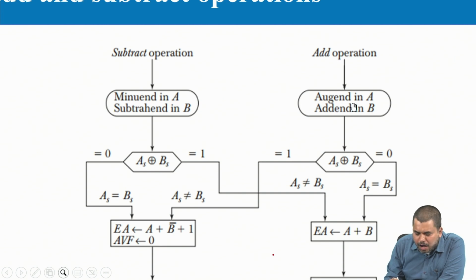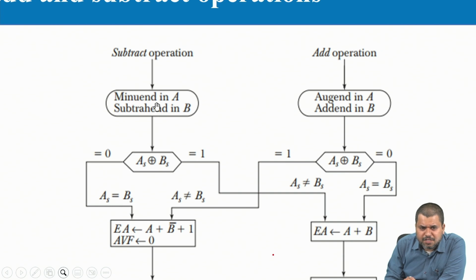The augend is taken in the A register, whose sign is stored in the AS and magnitude is stored in the A. Similarly, B is taken with its sign in the BS and its magnitude in B. Now I need to perform addition. This is the objective. Similarly, in case of subtraction, we call A the minuend and B the subtrahend, right? A is taken in the A register with AS as the sign, B is taken in the B register and BS is taken as the sign.